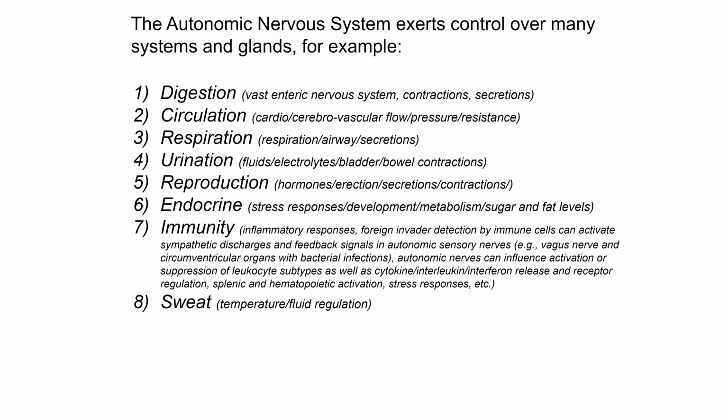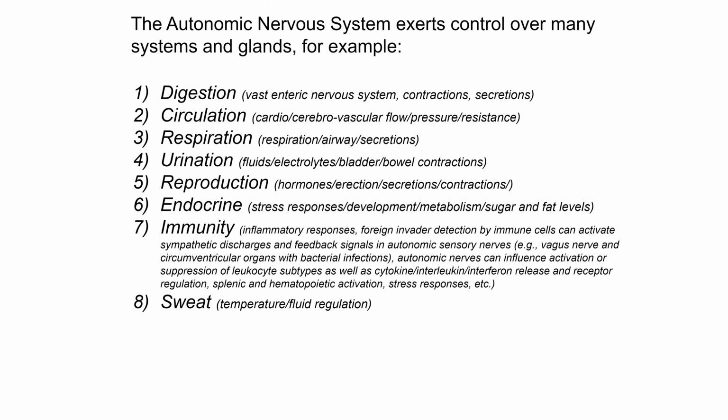Obviously, we have autonomics involved in reproduction, parasympathetics for an erection, for example, or sympathetics for an ejaculation. We also have hormones that are regulated to some degree in the endocrine system, especially by the autonomic nervous system. We have stress responses, metabolism, for example, blood sugar and breakdown of glycogen in the liver, breakdown of fat from adipose tissue, all of this regulated by the autonomic system. It turns out that even immunity is regulated by the autonomic system to some degree. It's pretty fascinating.